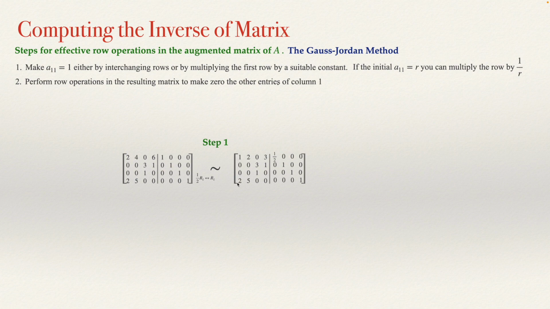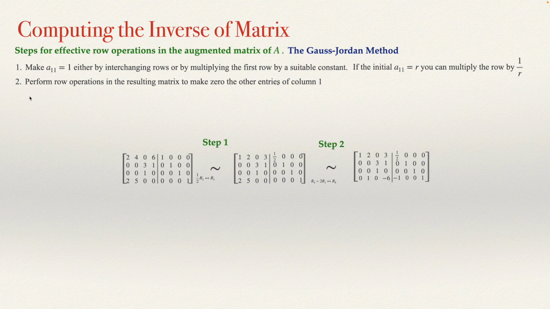If there is a 1 here, there is always a way to put a 0 in the other entries of the same column. So in this case, what I did was R4 minus 2 times R1, and that makes this 0. Obviously, by doing this operation, we also change things on the other side of the augmented matrix. So these are the first steps: making 1 first, and then making 0 the rest of the numbers of the column.